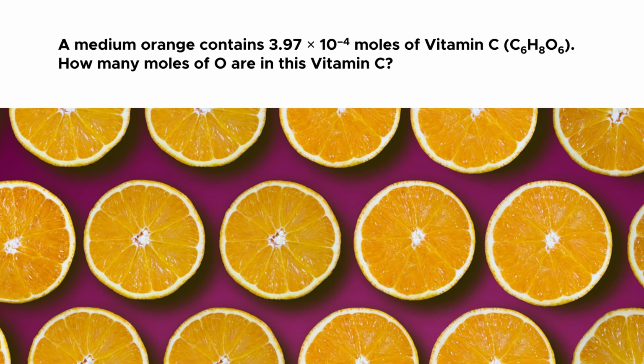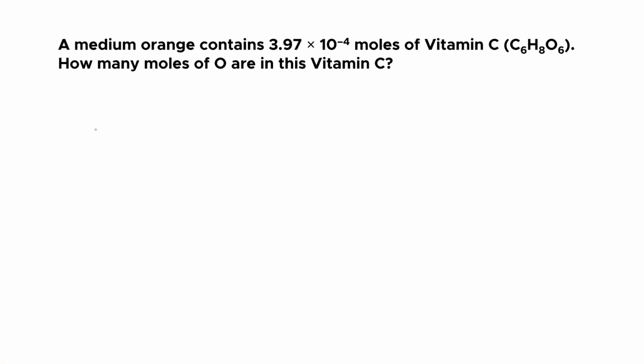So let's work through an example by looking at vitamin C. A medium orange contains 3.97 times 10 to the negative 4 moles of vitamin C, which has a chemical formula C6H8O6. How many moles of oxygen are in this vitamin C? So we'll start with what we're given, which is 3.97 times 10 to the negative 4 moles of C6H8O6.